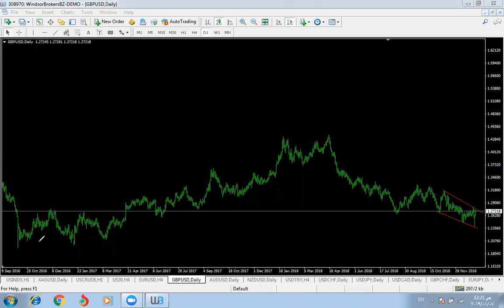Sure, we will start from there. As you see, we have a very nice contracting diagonal right there. This is A. This is B. This is 1, 2, 3, 4, 5, and this is wave C in the form of 5 waves. So the whole structure for the pound is like this: A, B, C.